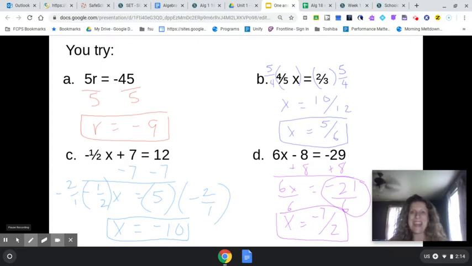Okay, guys, hopefully you're doing okay with solving 1- and 2-step equations. If you have any questions, make sure you reach out to your teacher.